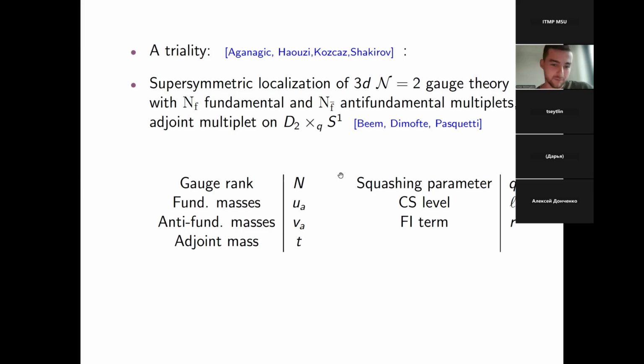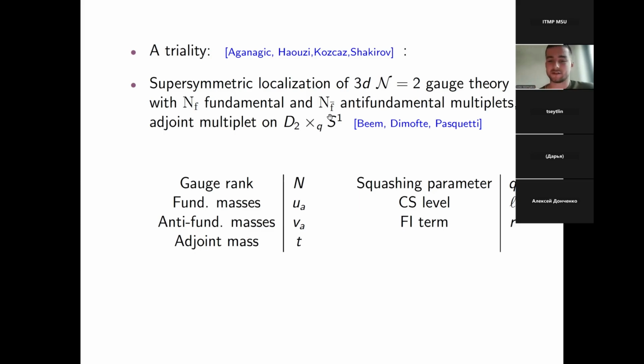So there's a dictionary between parameters of the gauge theory and the result of the supersymmetric localization. So n, the number of variables, is exactly the gauge rank, which is how it usually appears. UA and VA bar, they correspond to fundamental and anti-fundamental masses. They're not exactly the masses, there's something like the exponent of the mass. So T is the adjoint mass.